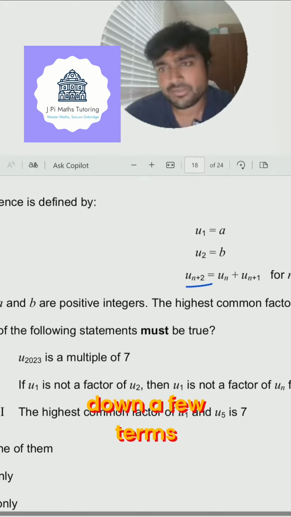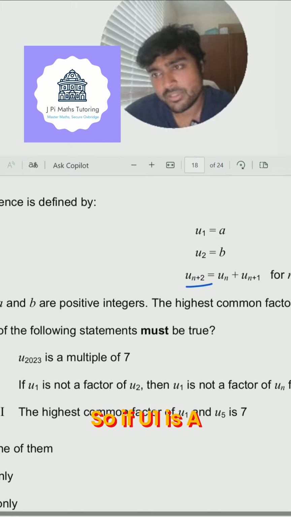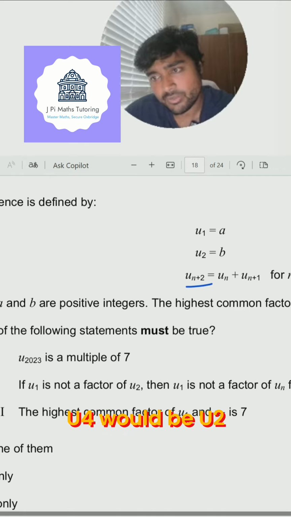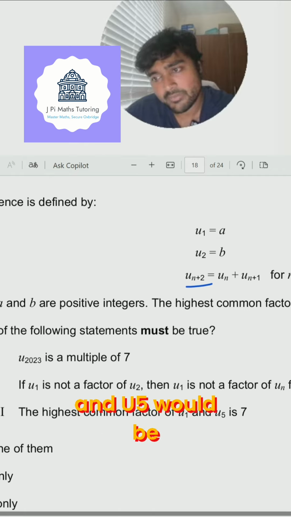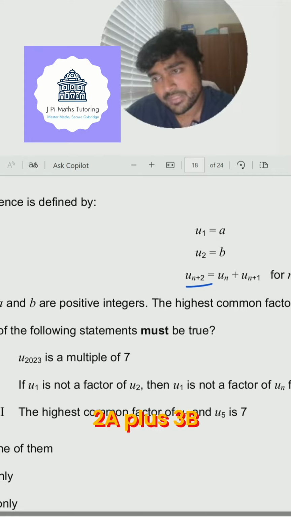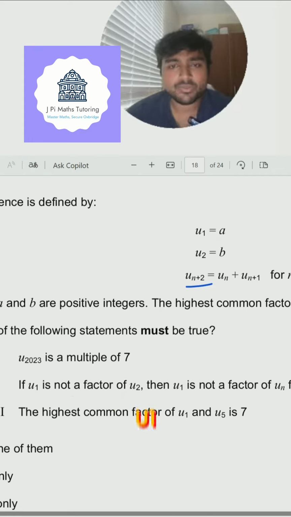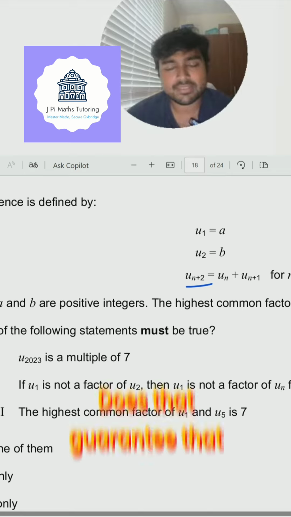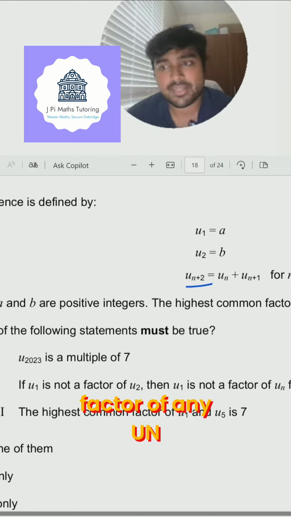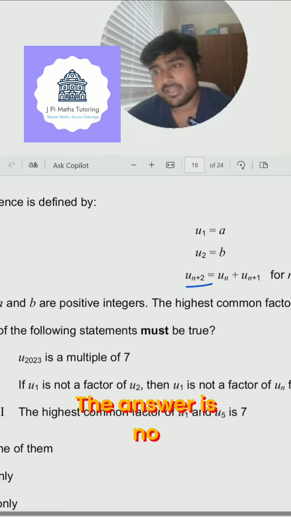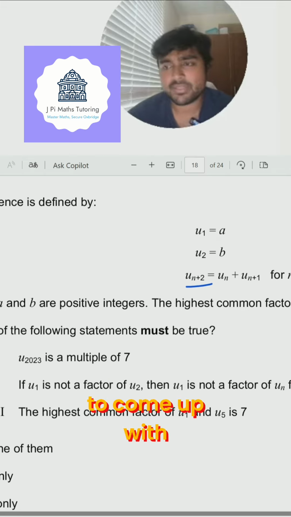But let's maybe write down a few terms. So if u1 is a, u2 is b, u3 would be a plus b, u4 would be u2 plus u3, so a plus 2b, and u5 would be 2a plus 3b. And I could write down some more terms if I need to as well. And the idea is, well, u1 we want to assume is not a factor of u2. Does that guarantee that u1 is not a factor of any un? The answer is no. Again, it's not too difficult to come up with a counterexample.